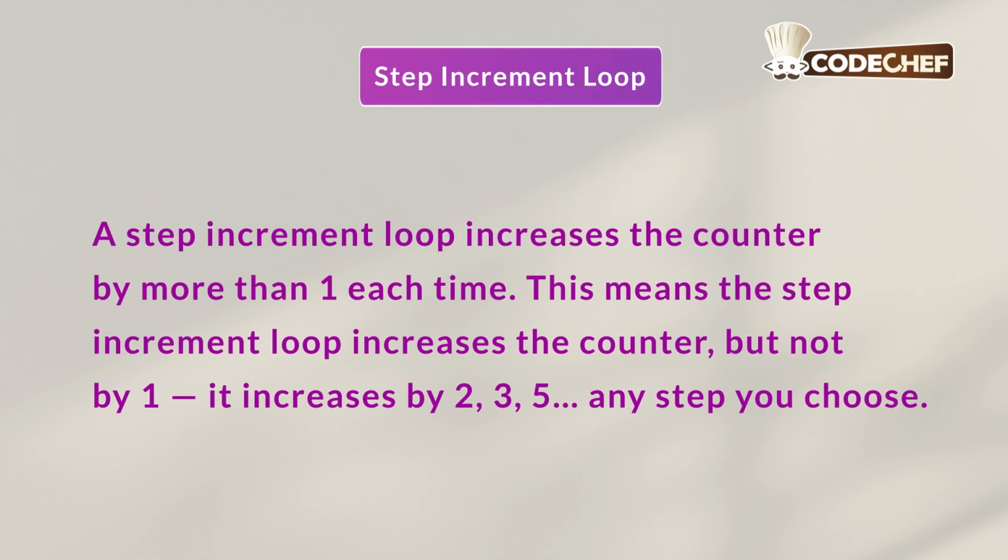A step increment loop increases the counter by more than 1 each time. This means the step increment loop increases the counter but not by 1. It increases by 2, 3, 5, like any number that you want to add to the initial value of the variable. So basically, the step increment loop works exactly similar to the forward counter loop, but in the forward counter loop we are increasing the value of the variable by 1, but in the case of the step increment loop, we can increase the value of the variable by any number that is greater than 1.